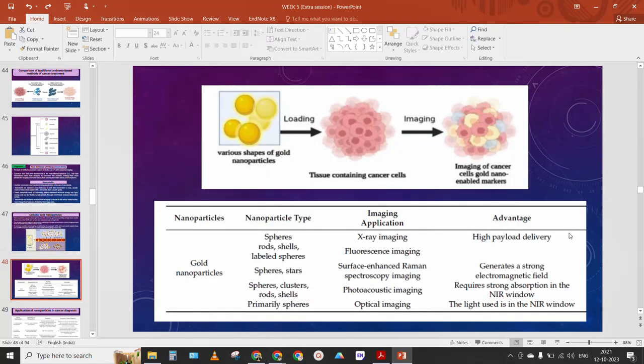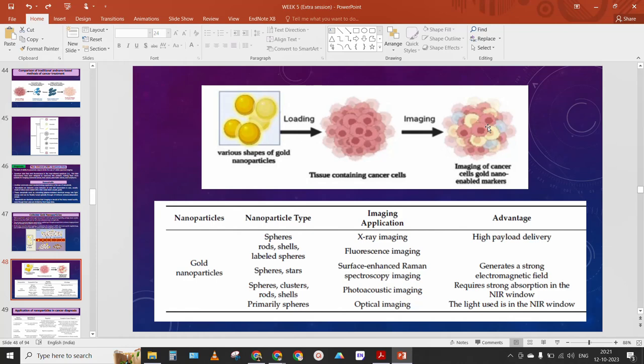Then some examples of nanoparticles in applications. The gold nanoparticles can be in spherical shape, rods, shells, labeled spheres, sphere stars, and primarily spheres. Various shapes of gold nanoparticles are loaded into tissue containing cancer cells, which then leads to imaging. As you can see, in the middle one, the tissue containing cancer cells only shows pink or red colors of cancer cells. After loading the cancer cells with gold nanoparticles, it gives fluorescence like yellow and blue. So it is fluorescent, covering the tumor cells with nanoparticles and showing an optical imaging of those particular cancer cells.